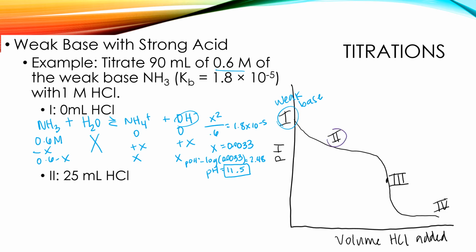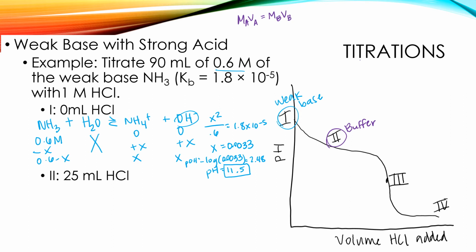Okay, at region 2, I'm going to have both. So I have a buffer. So I have to figure out how much I have of each of them. Actually, let me take a step back for a second because I didn't do something that I told you guys to do, and I didn't find the equivalence point volume first. So let's take a step back.